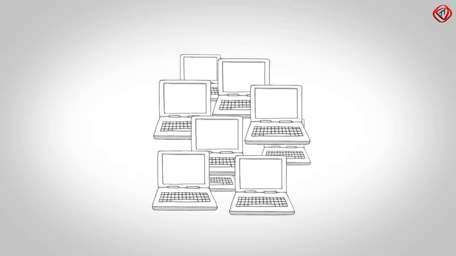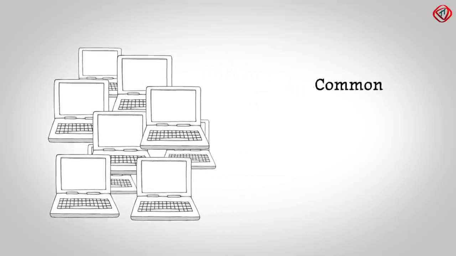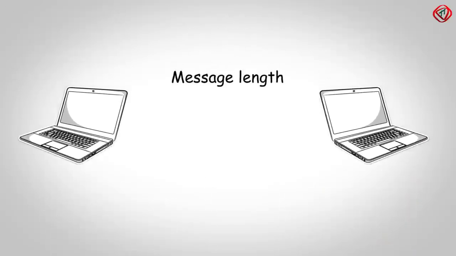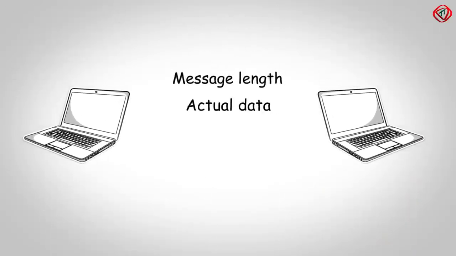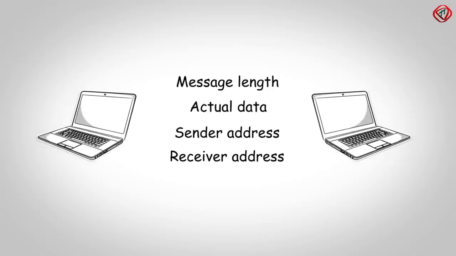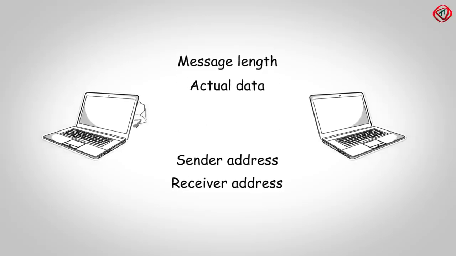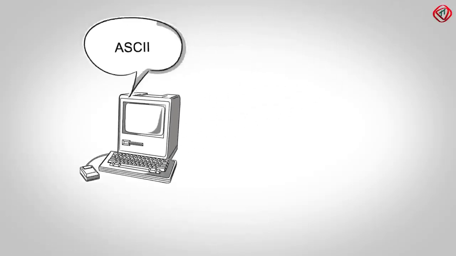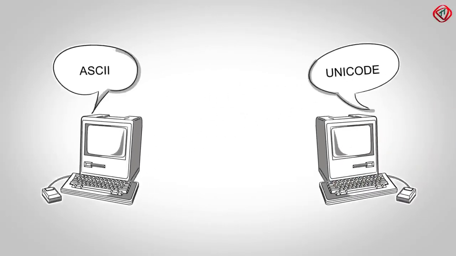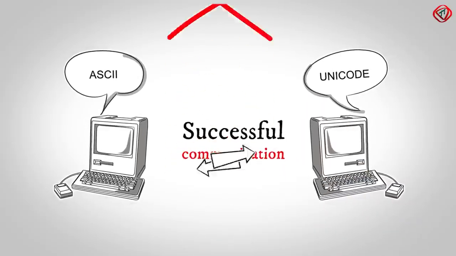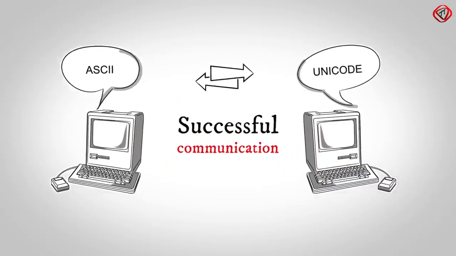Similarly, in computer networks, the computers should be sharing a common message format. They should know how long the message is, which part of the message is the actual data, which part of the message is the sender's and receiver's address. Such information will result in successful communication between computers. If one computer speaks ASCII and the other one speaks Unicode, successful communication will not occur unless they are prepared to perform translations back and forth.